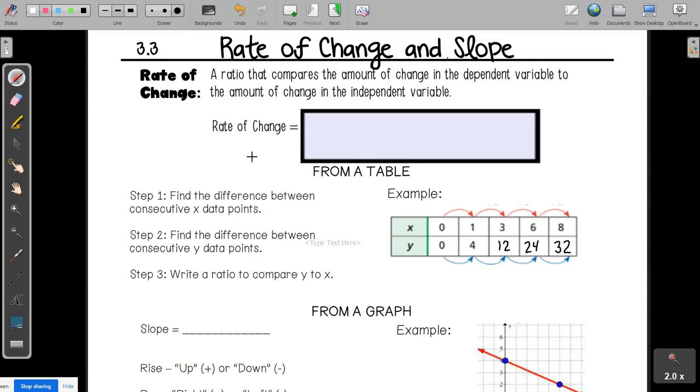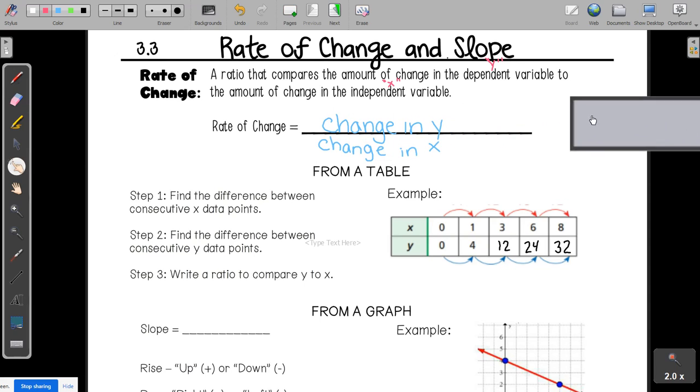Today we're going to be looking at rate of change and slope. So the rate of change is a ratio that compares the amount of change in a dependent variable to the amount of change in an independent variable. Remember, dependent is your y and independent is your x. So the rate of change is going to be equal to the change in y over the change in x.